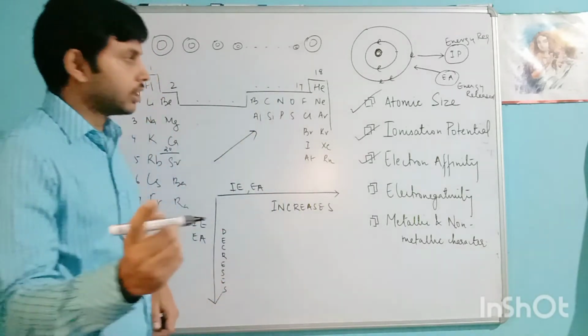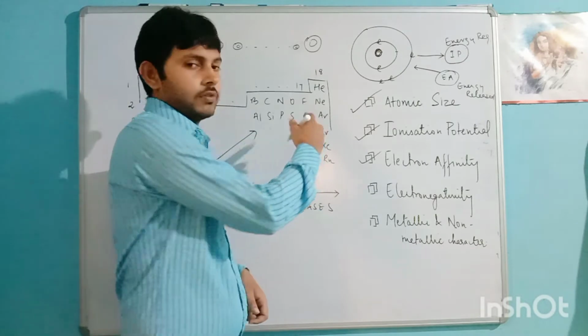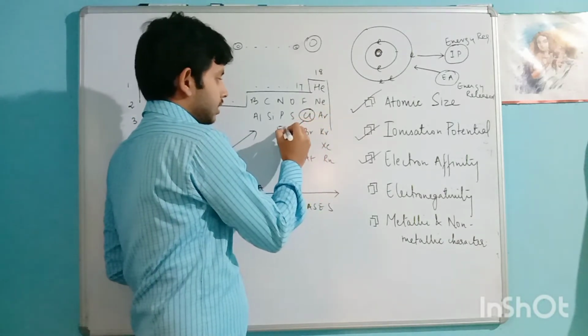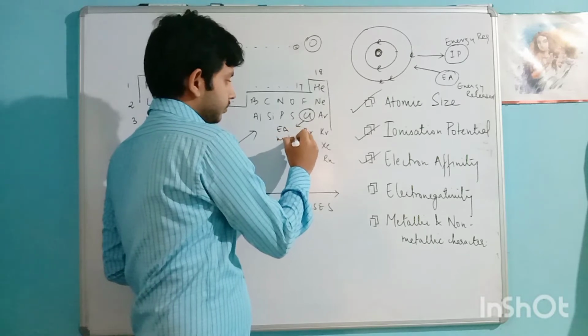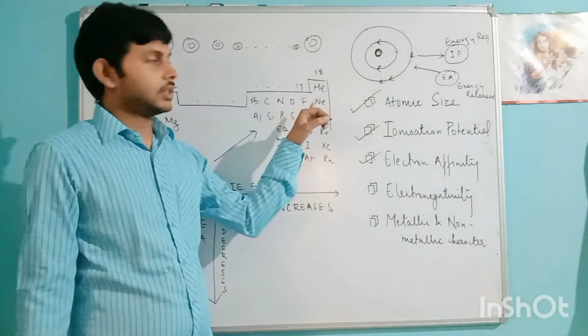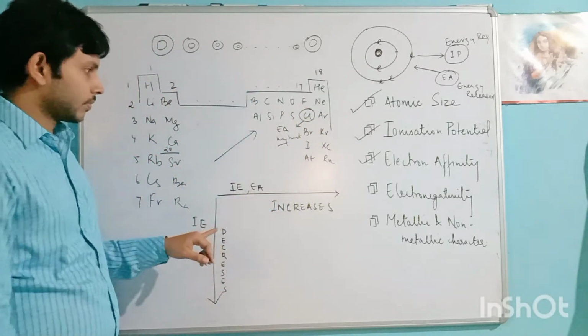Okay, electron affinity is highest not for fluorine but for chlorine. Electron affinity highest, you can note this down. It should be fluorine, but this is like an exception.